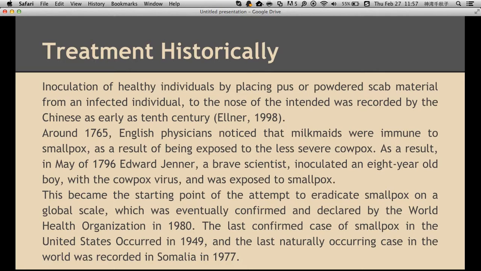This became the starting point of the attempt to eradicate smallpox on a global scale, which was eventually confirmed and declared by the WHO in 1980. The last confirmed case of smallpox in the United States occurred in 1949, and the last naturally occurring case in the world was recorded in Somalia in 1977.